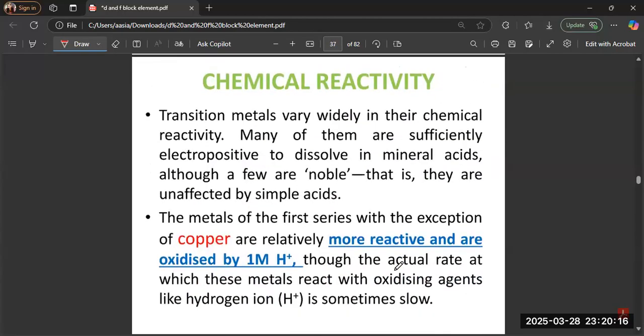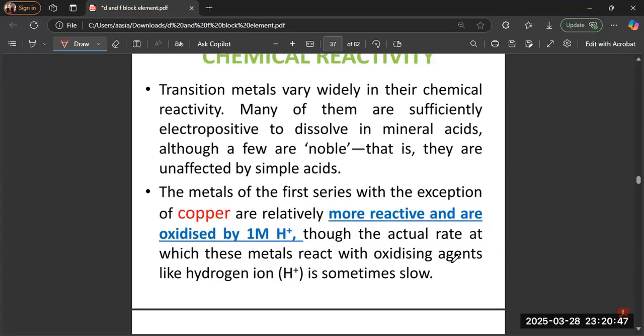Now see the chemical reactivity of d-block elements. The transition metals vary widely in their chemical reactivity. Many of them are sufficiently electropositive to dissolve in mineral acids, although a few are noble, so they are unaffected by simple acids. And the metals of the first series, with the exception of copper, are relatively more reactive and are oxidized by 1 molar H+. Okay, except the copper one.